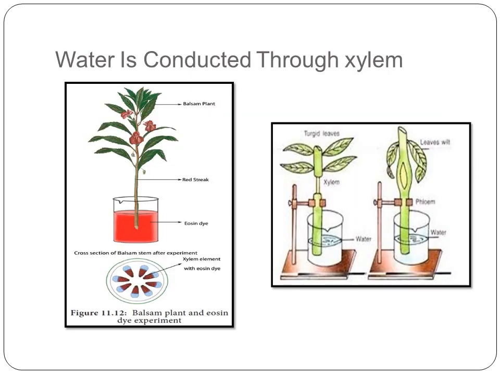Now, how to prove that water is conducted through xylem only and not through phloem? We have taken two balsam plants, and two experiments were done on these plants to show that xylem is only conducting the water and minerals to different parts of the plant, and it's not the phloem. Let us first concentrate on the left side experiment.